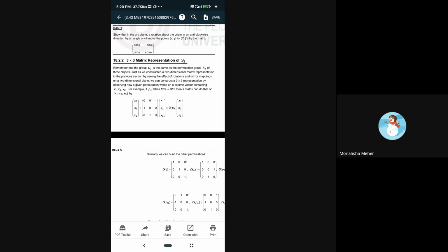Just as we constructed a two-dimensional matrix representation by seeing the effect of rotations and mirror reflections on a two-dimensional plane, we can also construct a 3 by 3 representation by observing how a given permutation works on a column vector containing x1, x2, x3. For example, if P4 takes 1, 2, 3 to 2, 3, 1, then the matrix can do that on x1, x2, x3 as shown on the screen.